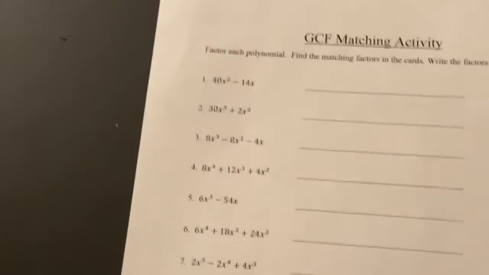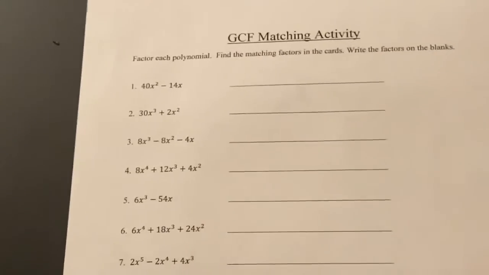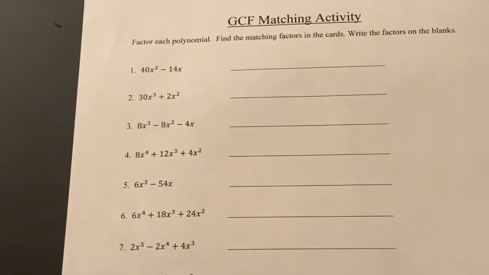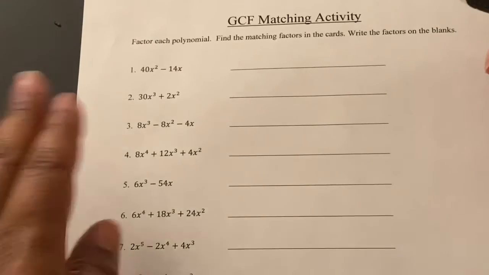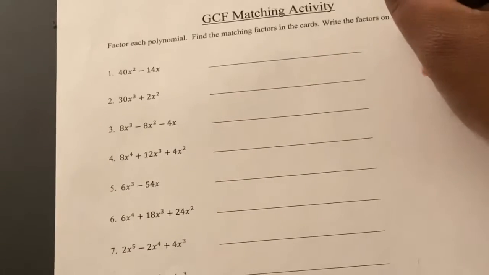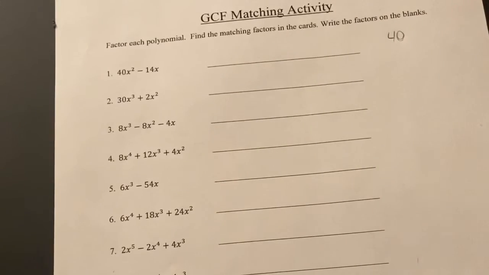All right, let's look at number 1 and 2. We have 40x squared minus 14x. If you need a separate sheet of paper to do this, that's fine. I'm going to do it on here for the sake of not having to toggle between multiple sheets of paper. I have to find the greatest common factor of 40 and 14.